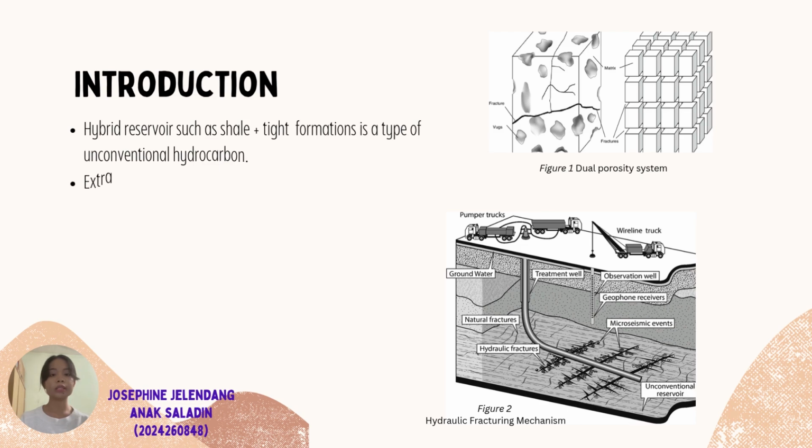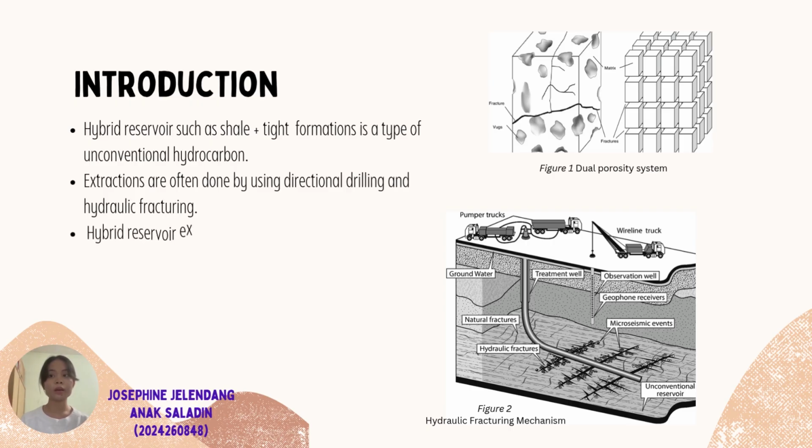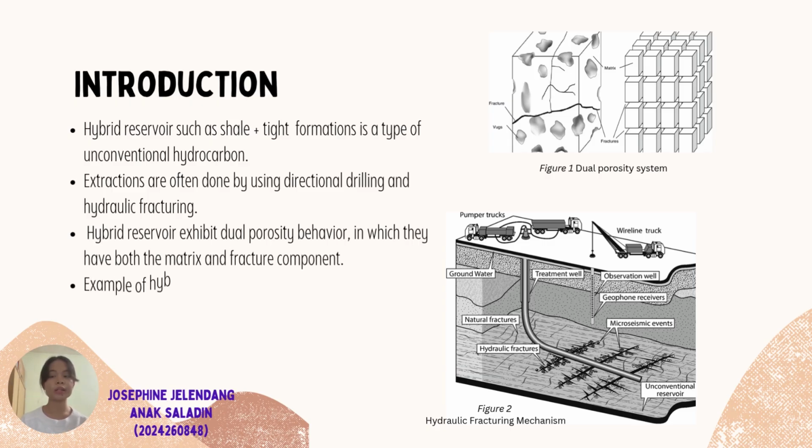Hybrid reservoirs such as shale plus tight formations are a type of unconventional hydrocarbon. Low porosity and permeability in this reservoir make extraction more challenging, and rather than the usual vertical well drilling method, extractions are often done using directional drilling and hydraulic fracturing.